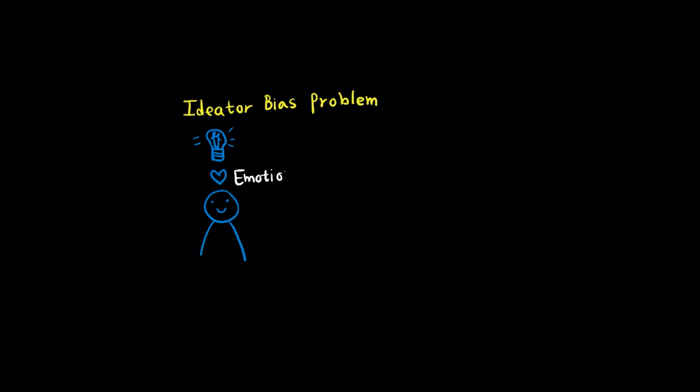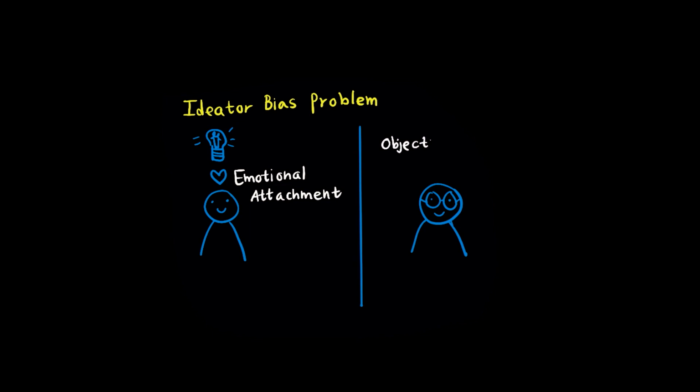Here's a critical insight about evaluating creative ideas that many organizations miss. When the people who generate ideas also evaluate them, they often fall victim to ideator bias. They're too emotionally attached to their creations to judge them objectively. It's like asking parents to judge their own children in a competition. By separating generators from evaluators, organizations ensure that ideas are assessed on their merits rather than through the rose-colored glasses of their creators.